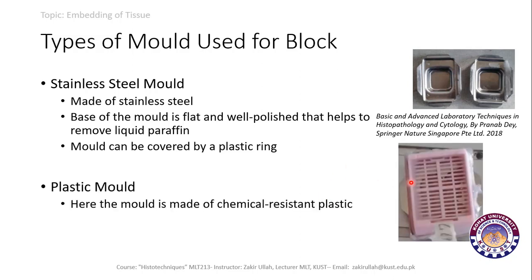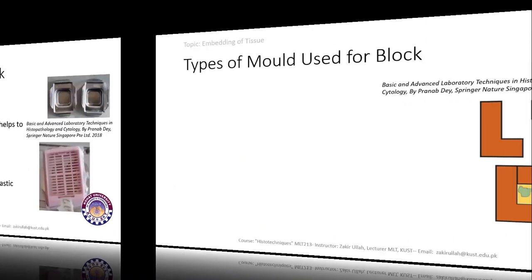And the plastic mold, here is an example of a plastic mold. The mold is made from a chemically resistant plastic, so that it does not react with the chemical substances used during tissue processing, or with the medium used for the embedding process.